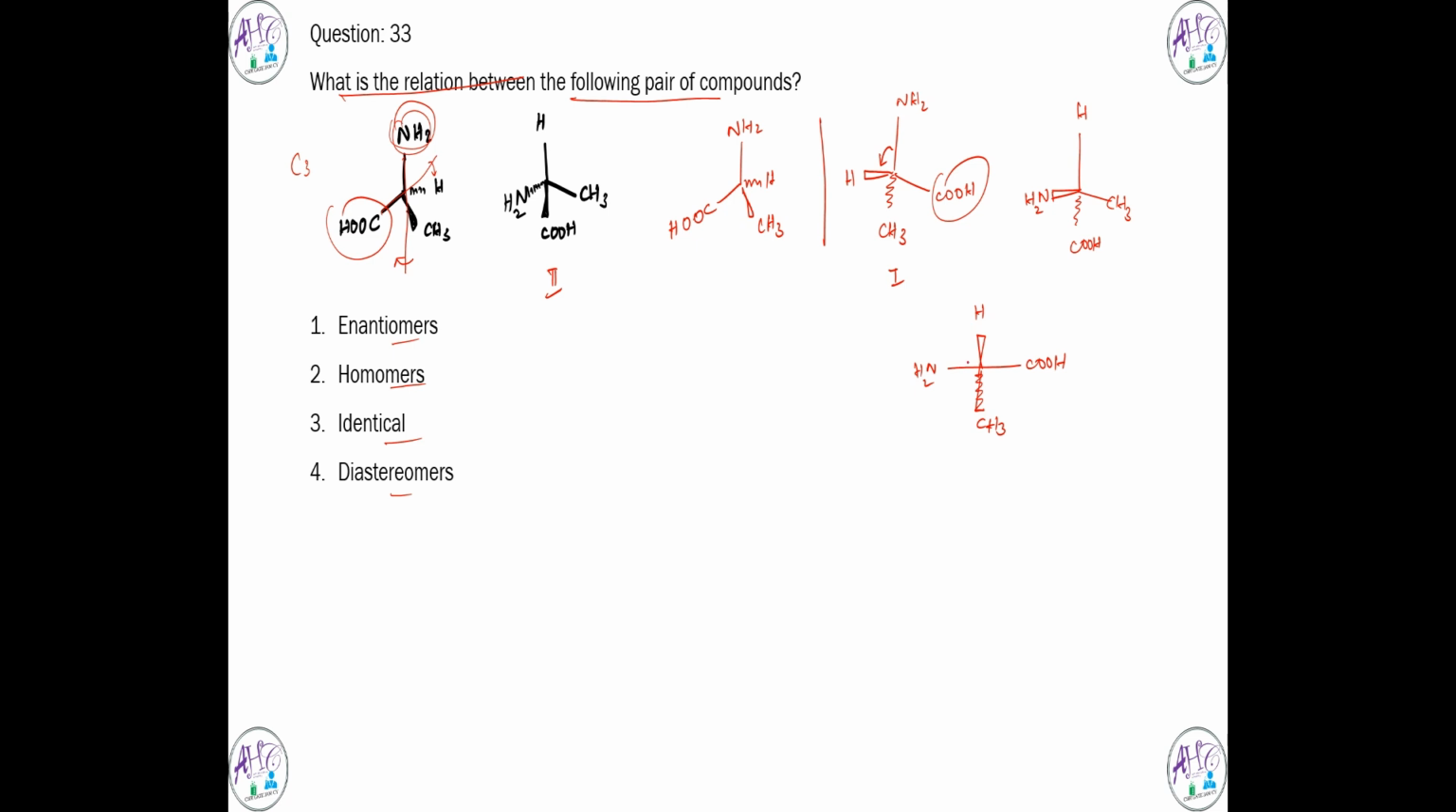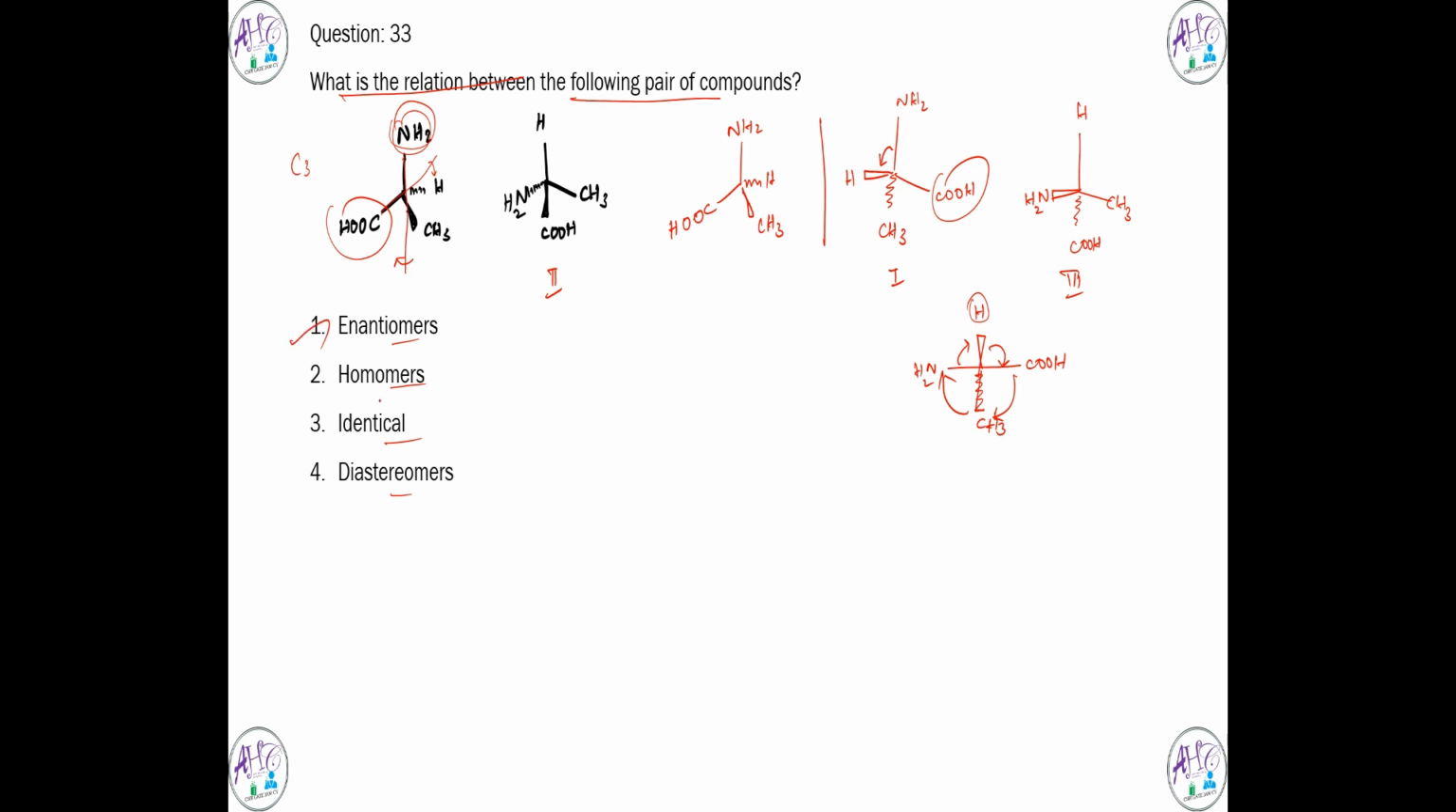Now, just by rotating the bond, what is happening is NH2 is going to occupy the above position, hydrogen is occupying the in-plane position, COOH acid will be occupying your below position, and CH3 will be occupying your in-plane position. That's what is written. So with this, we can say that option 3 and option 2 are non-superimposable mirror images. So we can say straight away this is going to be enantiomers.